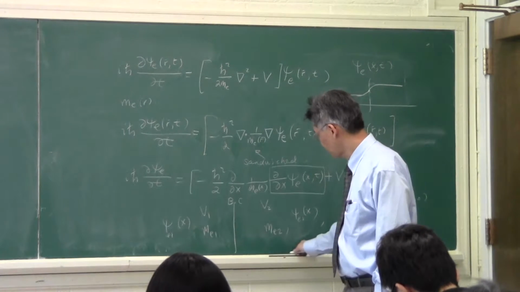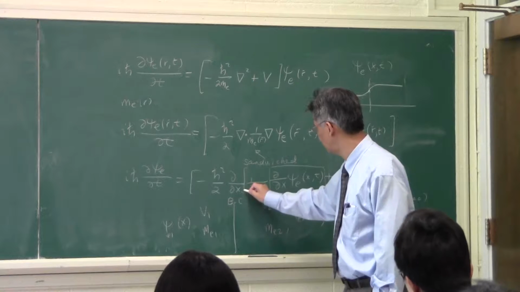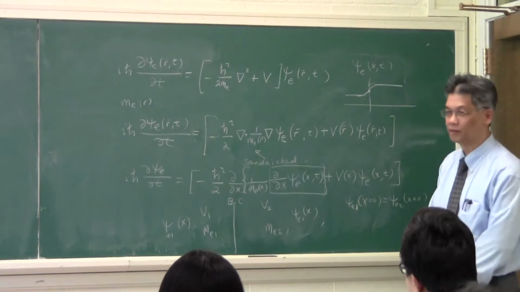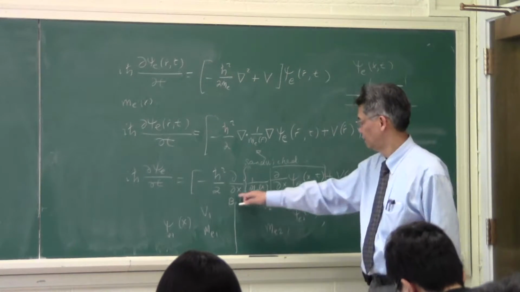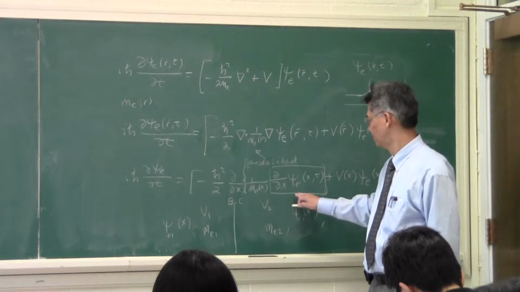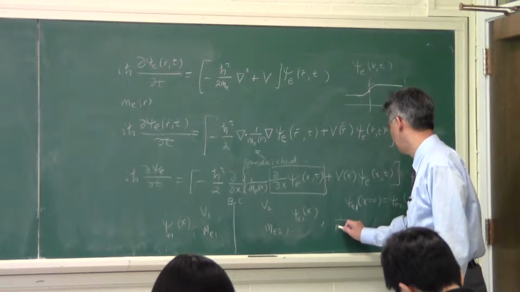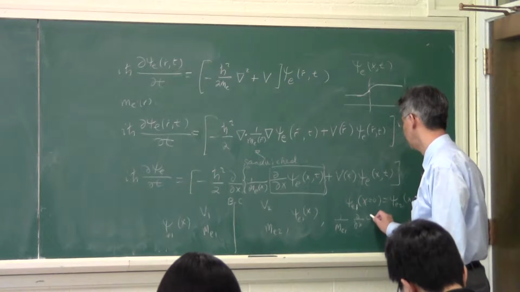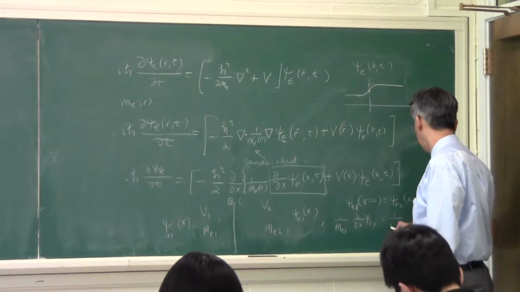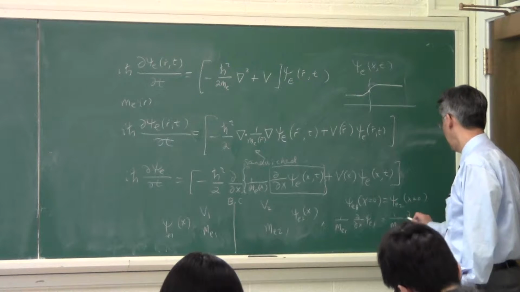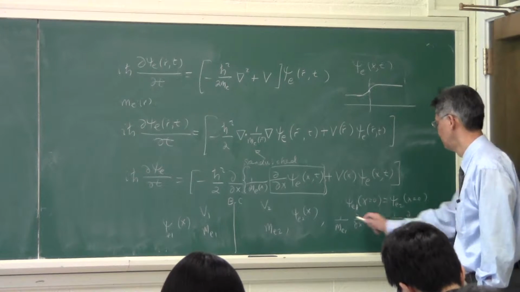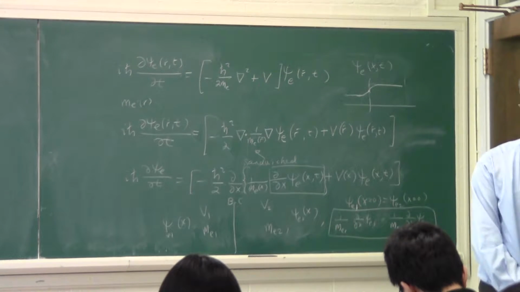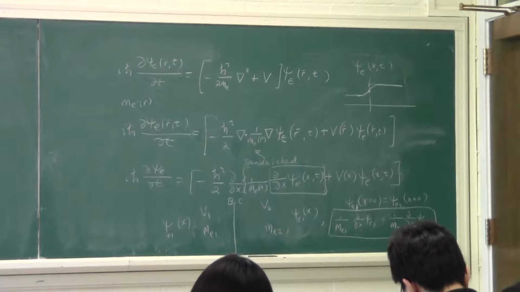Then the second boundary condition is that this cannot jump. If it does jump, then if I differentiate, I get infinity again. So the second boundary condition must be 1 over m e1 d dx of psi e1 must be equal to 1 over m e2 d dx of psi e2. That's the second boundary condition, but it has a physical meaning.